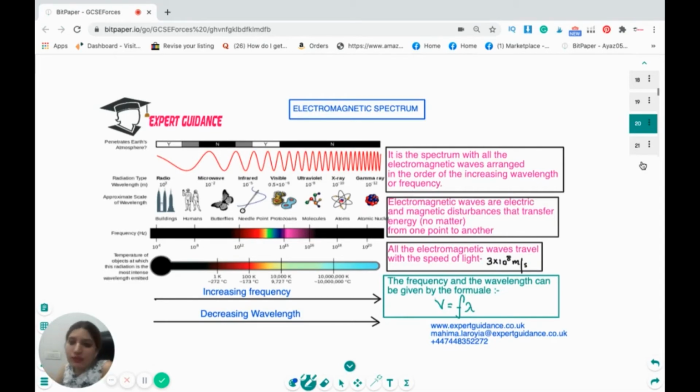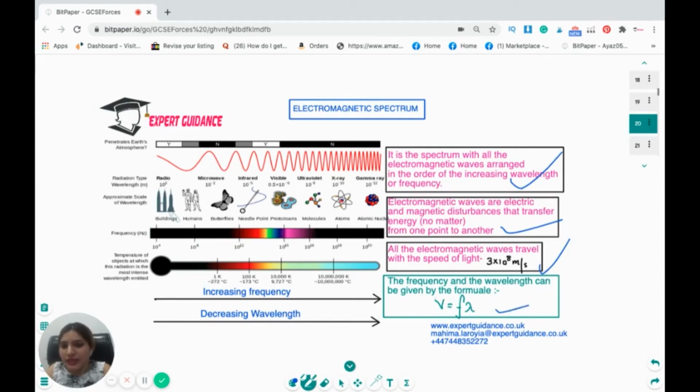Now let's come to a very important topic called the electromagnetic spectrum. What is the electromagnetic spectrum? It is a spectrum with all the electromagnetic waves arranged in the order of increasing wavelength and frequency. Electromagnetic waves are electrical and magnetic disturbances that transfer energy from one point to another, and all electromagnetic waves travel with the speed of light, which is 3 times 10 power 8 meters per second, and the frequency and the wavelength are related by the formula v equals f times lambda.